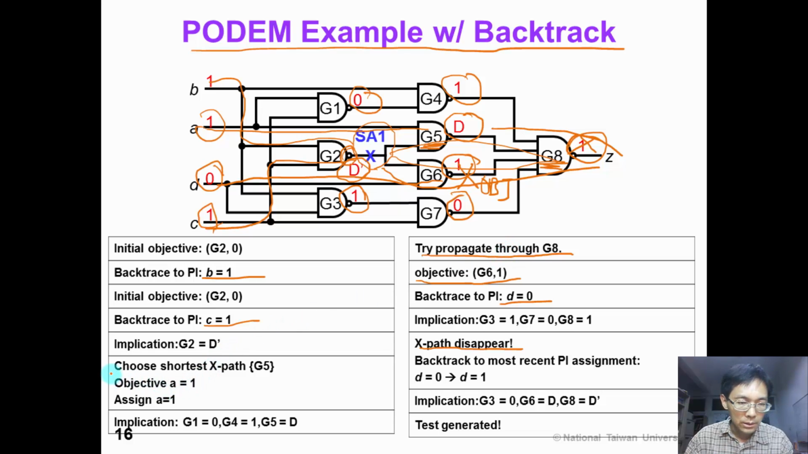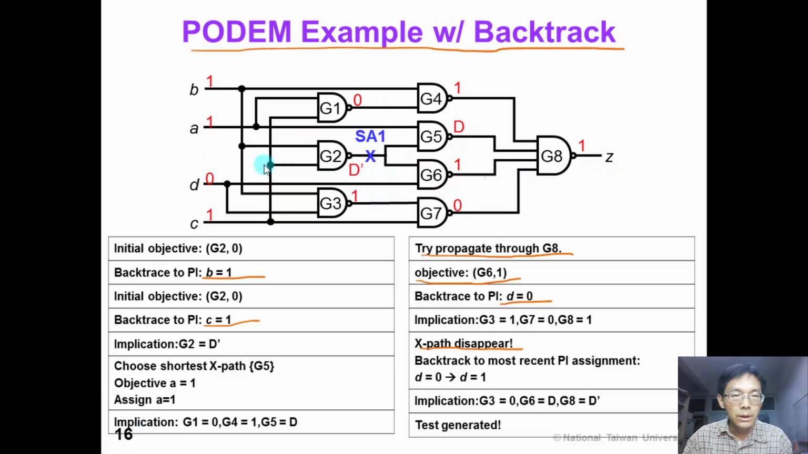Now let's clear the figure. Let's backtrack our last decision. We change D to 1. So this would be flipped. G7 would be flipped. G6 would be flipped. Eventually, we have got the correct solution and generate the test. This example shows that heuristic number 3 is not correct all the time.